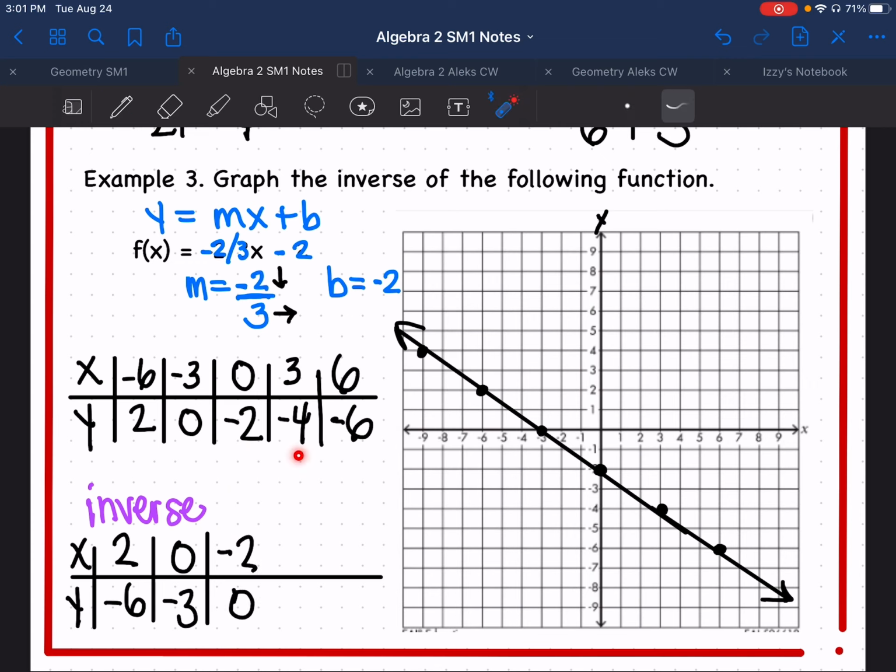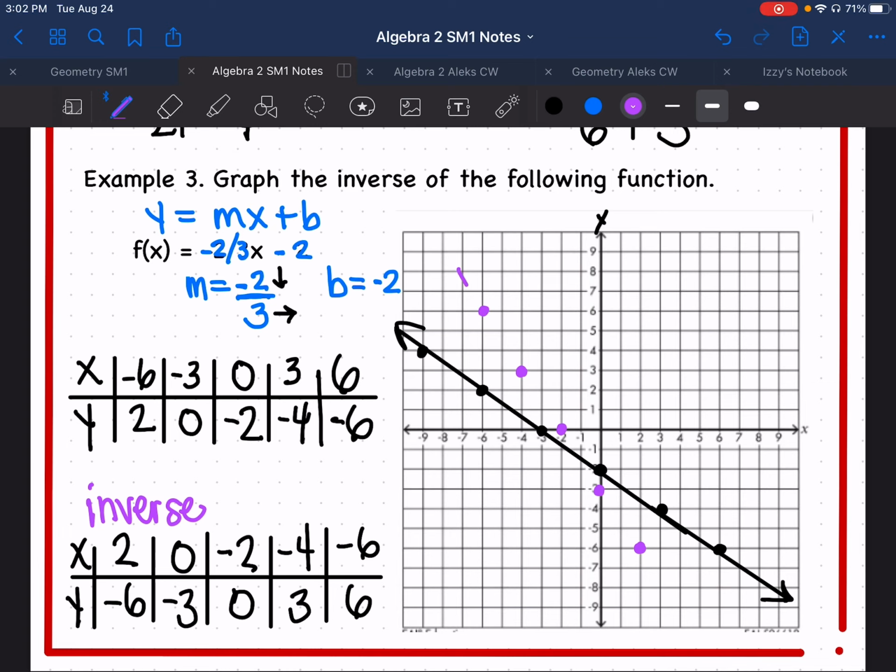I'm going to take my point here, and I'm going to switch it. -4, 3. And I'm going to switch the last one. -6, 6. Now I'm just going to plot my points in my inverse, and I'm going to switch to my purple pen so that you can see them. So +2, -6, 0 and -3, -2 and 0, -4 and 3, and -6 and 6. There we go.